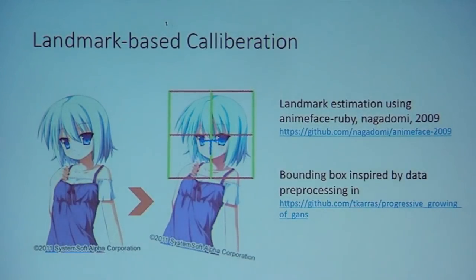A lot of people ask me why we only have GANs for anime girls, not anime boys. One reason is that GAN is very data hungry, and anime girl images available online are of much larger quantity compared to anime boy images. Another critical point is that this anime face library has a very poor record on anime boy face detection, which means that if you want to build an anime boy GAN, you are required to start with the face detection part. It's quite labor intensive. And the bounding box inference is inspired by the data processing protocol described in Tero Karras' wonderful progressive growing GAN paper. Such landmark-based calibration can largely stabilize the facial GAN training and reduce the complexity of training.